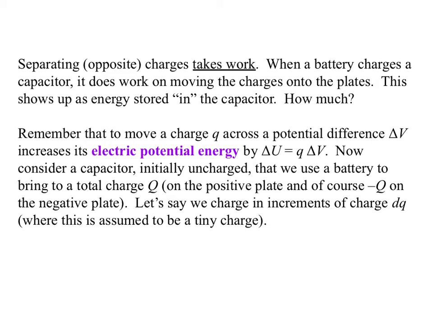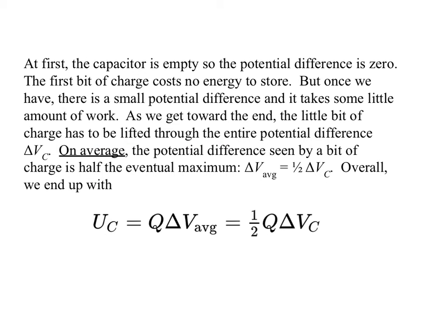All right, so the idea is that at any given time we have some charge q and then we add dq to it. We'll assume this to be a tiny charge for what follows. At first, the capacitor is empty, so the potential difference is 0, and the first bit of charge costs no energy to store. But once we have moved it, there's a small potential difference and it takes some little amount of work to bring some more charge on.